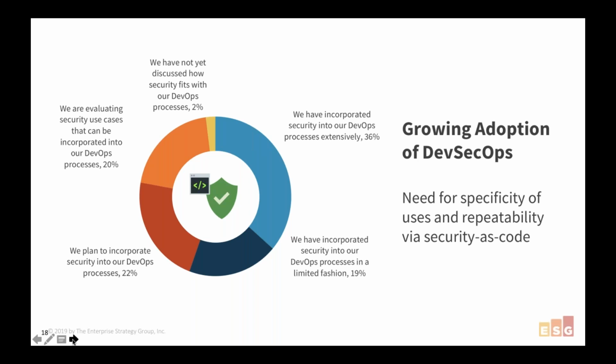Now, at the same time, we have 22%, almost a quarter of the respondents, that are planning to incorporate security into DevOps processes. We have another 20% that are evaluating. So not quite half the respondents are trying to figure this out. And for me, what that means is we need to be prescriptive. We need to be specific on secure DevOps use cases, because one of the rants around this whole topic is, what does DevSecOps mean anyway? And I think we can answer that question by being specific with use cases that span the cloud native continuum. The other critical success factor in implementing a secure DevOps program is repeatability.